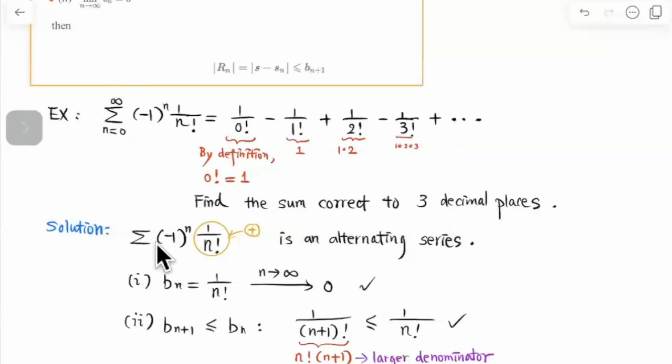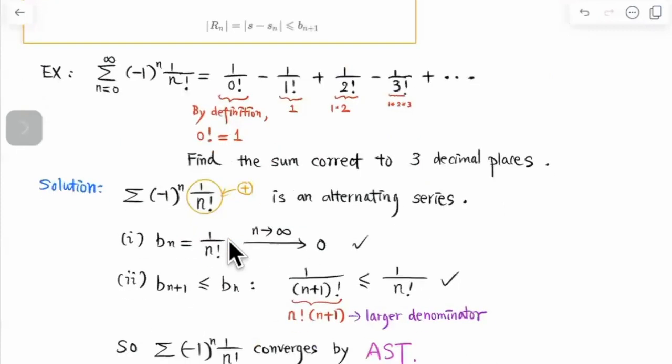Now, this is an alternating series. This is an alternating sign. This part here is always positive. So we're going to let Bn be this part right here, Bn equals 1 over n factorial. When n goes to infinity, it is clear that that is going to go to 0. The denominator goes to infinity, the numerator stays as 1, so it goes to 0.